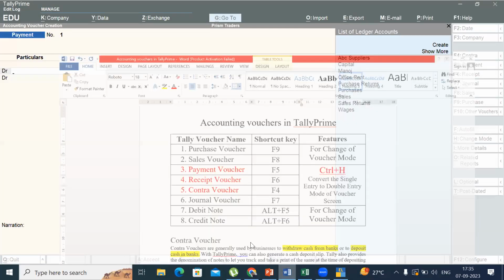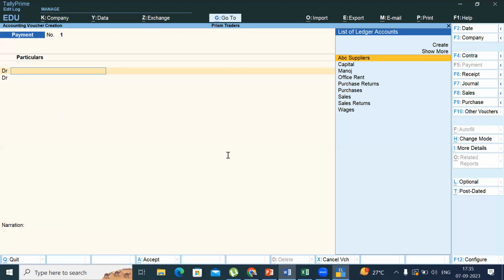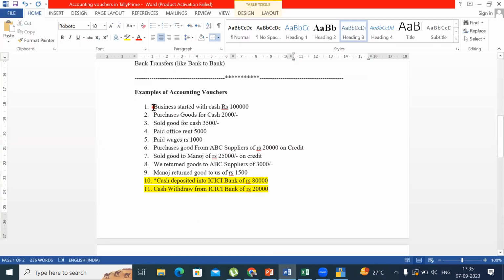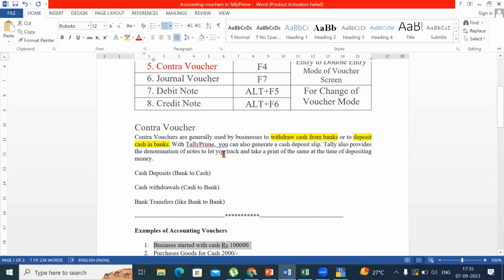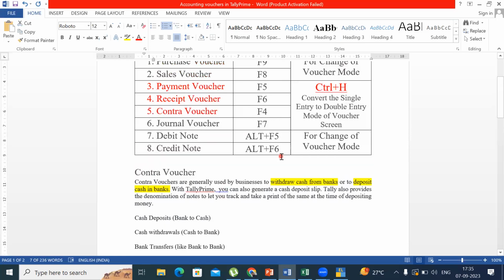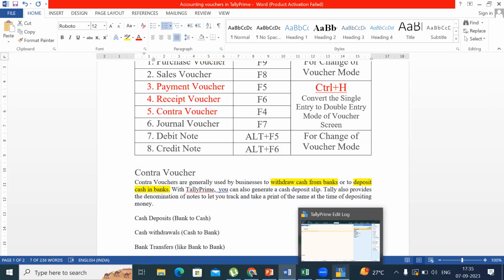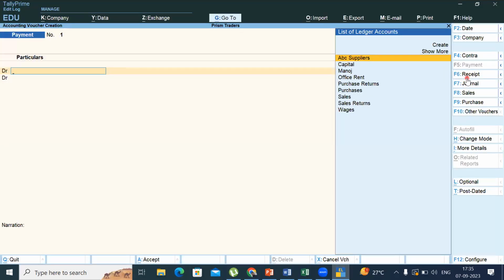And coming to problem number 1. What was the first transaction here? The first transaction is business started with cash. What was the entry? The transaction is cash account debit to capital. Every transaction is a voucher, no? So this voucher you can pass as one entry. We are bringing the money into our business. So this is absolutely an F6 voucher, the receipt voucher. The first voucher is a receipt.